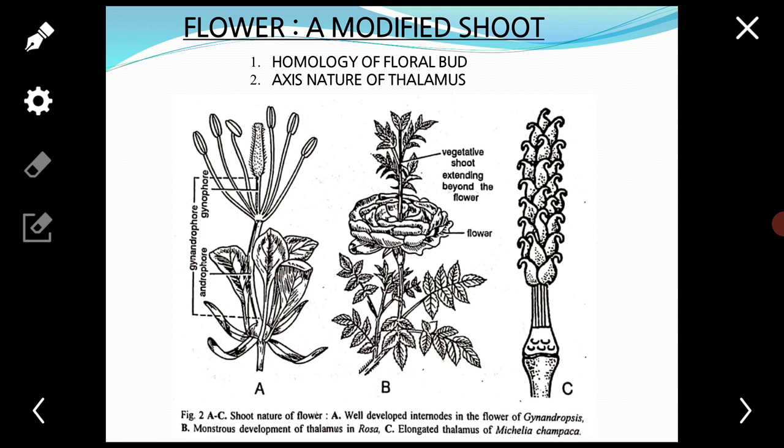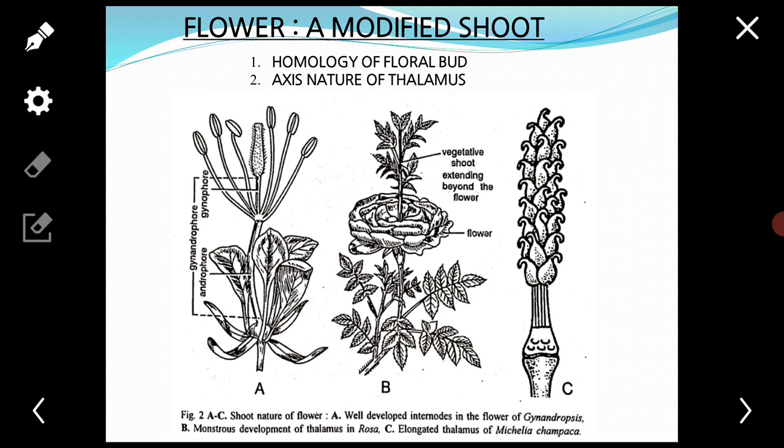The appendages of some primitive flowers show so many resemblances with foliar leaves in their initiation, development, and vasculature. Students, the shoot nature of the flower can be explained by the following facts.